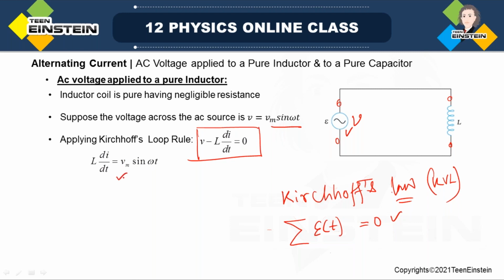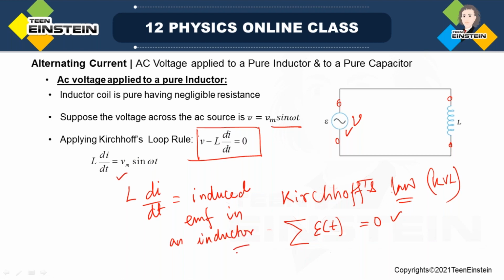Okay, so V is equal to L di/dt. So L di/dt is the EMF we have learned in the previous chapter. This is called the induced EMF in an inductor coil. Okay, this is the EMF induced in the inductor coil.